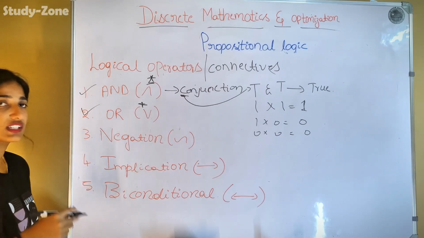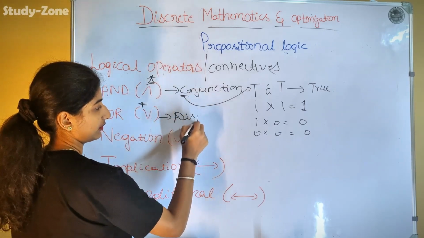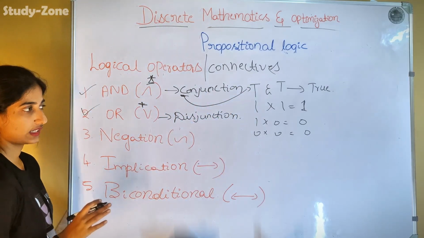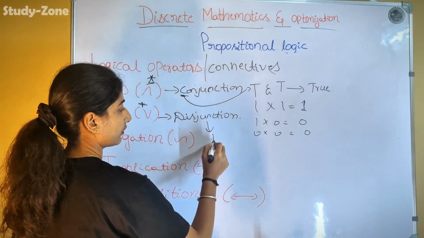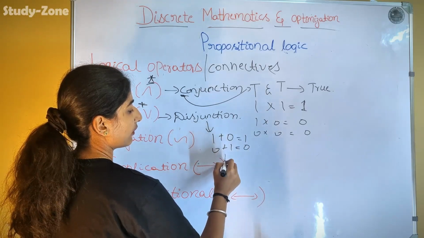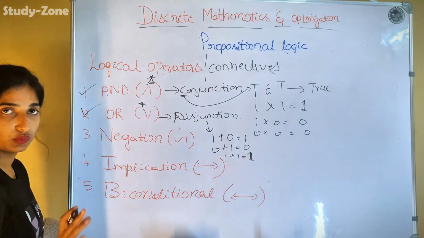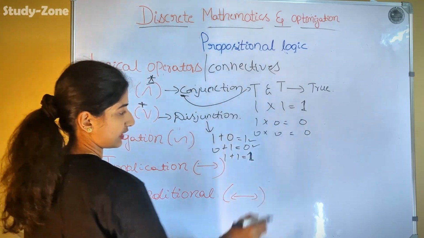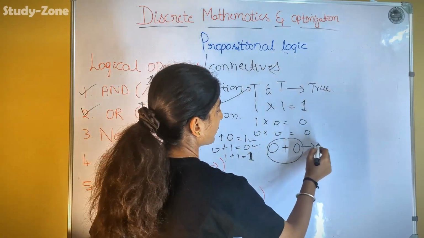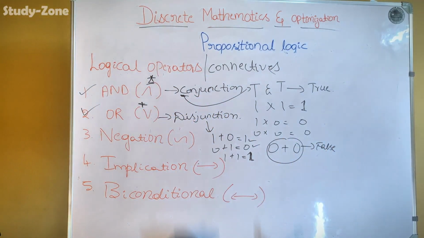And OR means this or this, right? So here its another name is disjunction. Here if any one of the statements is true, then the whole sentence can be true. That is, here plus, right? 1 plus 0 is 1. 0 plus 1 is 1. 1 plus 1 is also 1. Because in computer science we have only two things, that is zeros and ones, right? So 1 plus 1 is 1. The only thing is 0 plus 0 can't be true. So here the false will come only when the two statements are false.